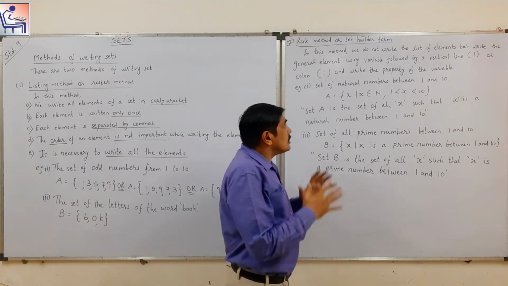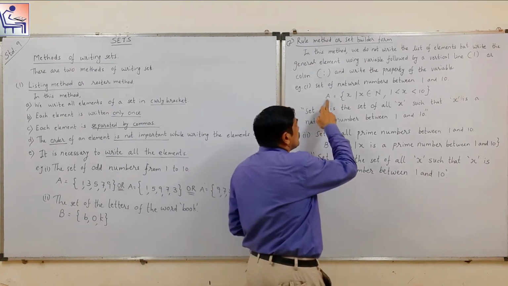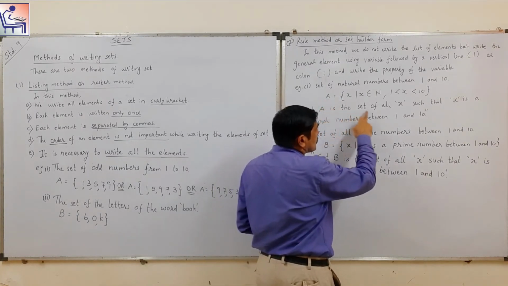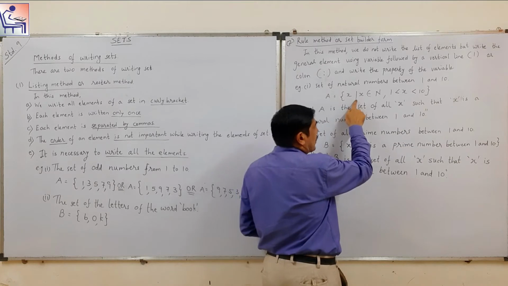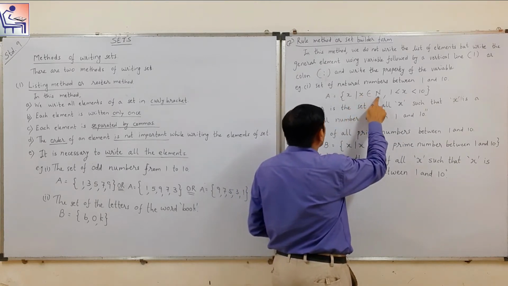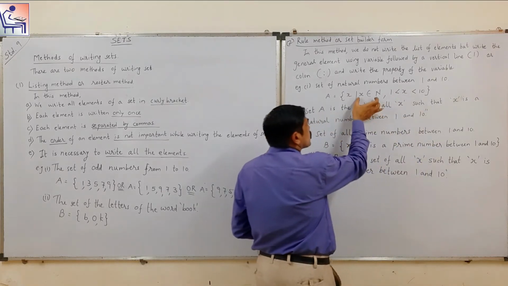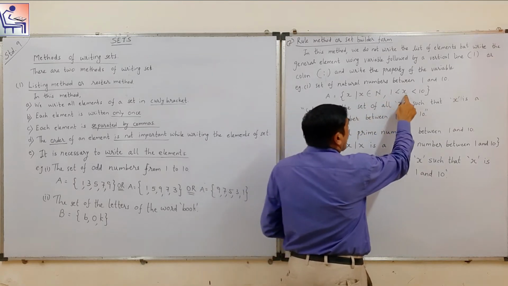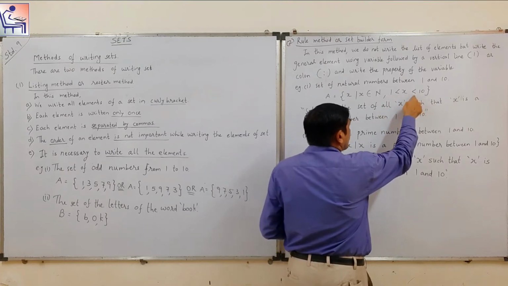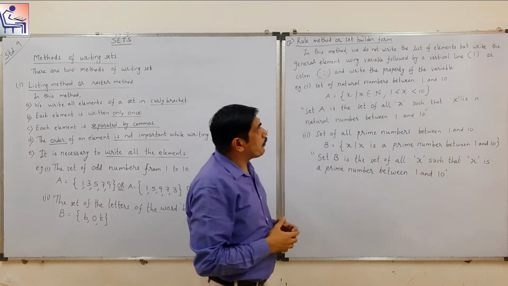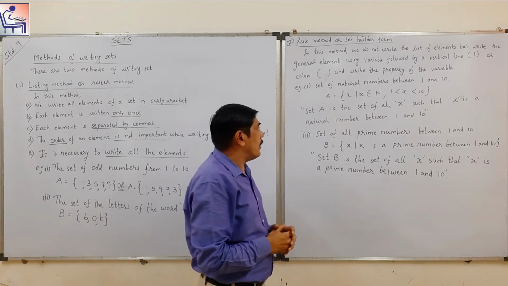First example, set of natural numbers between 1 and 10. Here you can see A is the set of all x. How to read this? A is the set of all x such that x is a natural number between 1 and 10, because that's why we have written here. We show that x is an element of natural number and x is between 1 and 10, so it means x is greater than 1 and less than 10. So we write it in a property of this set. We are not writing all the elements.